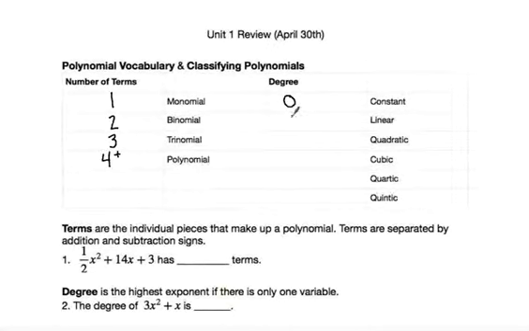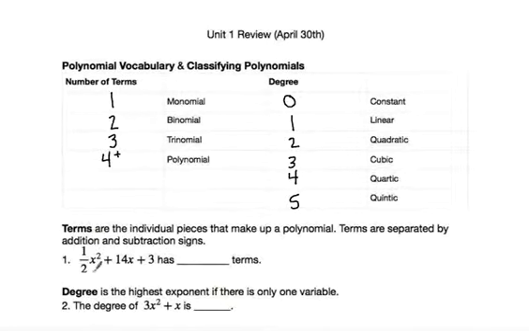If you have a degree of 1, you have a linear. If you have a degree of 2, you have a quadratic. If you have a degree of 3, you have a cubic. 4 is a quartic, and 5 is a quintic. Terms are the individual pieces that make up a polynomial, and terms are separated by addition and subtraction signs.